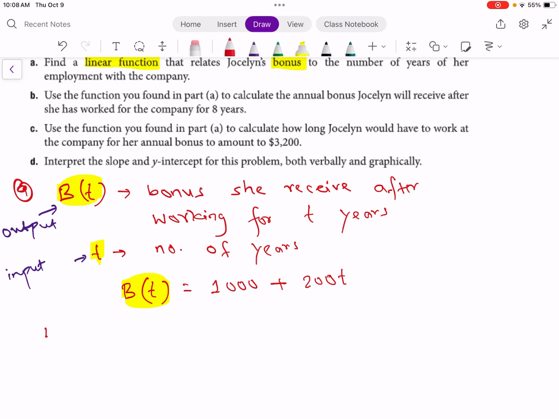Now in part B, use the function. We are using this bonus function to calculate the annual bonus she receives after she has worked for the company for 8 years.